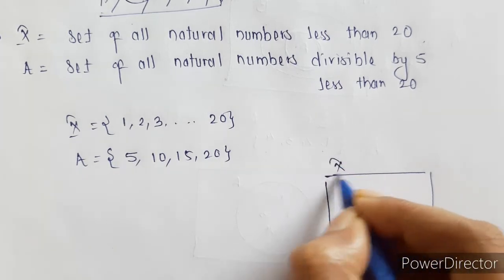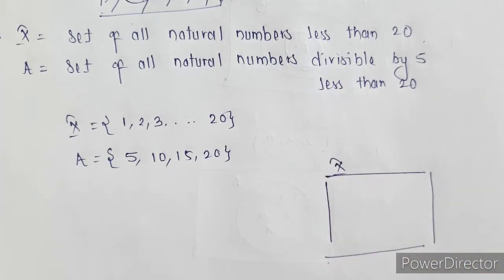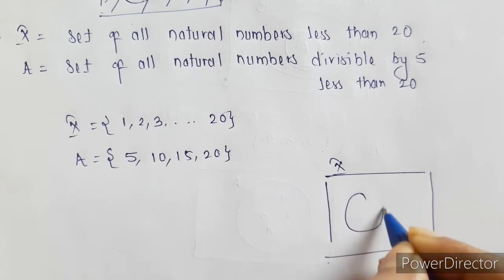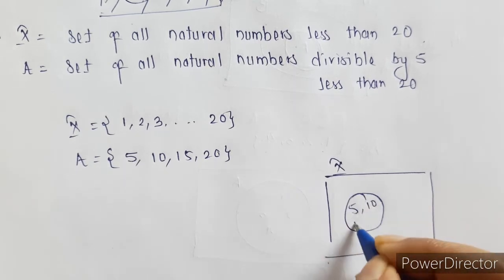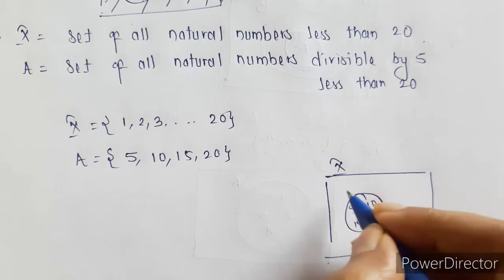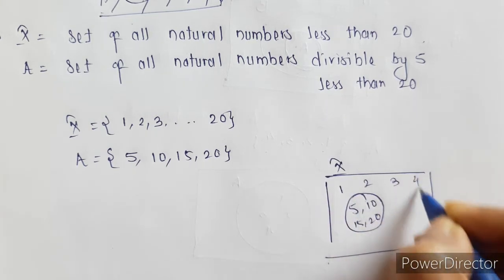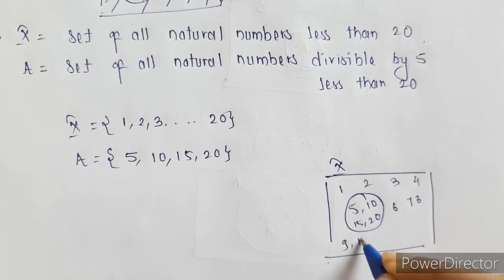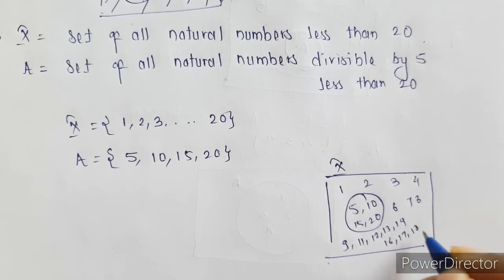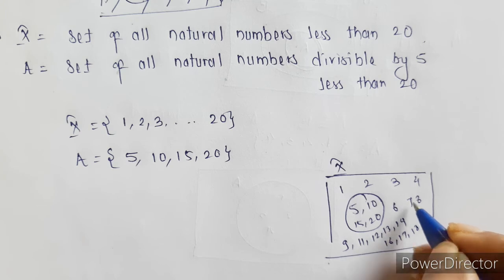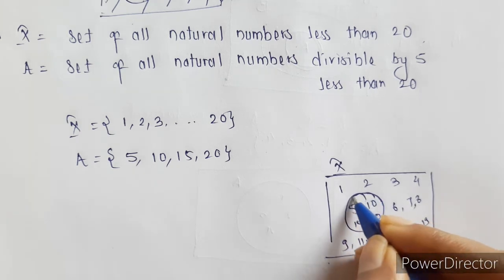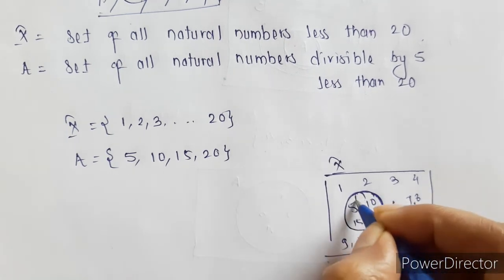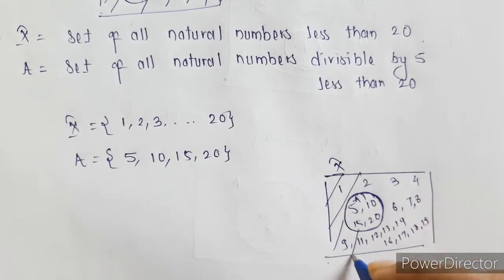Okay. So let me draw Venn diagram for this. This is your universal set, wherein we have all these elements from 1 till 20. But in set A we have only 5, 10, 15 and 20. So the rest, like 1, 2, 3, 4, then 6, 7, 8, 9, 11, 12, 13, 14, 16, 17, 18 and 19, will be outside this circle A.